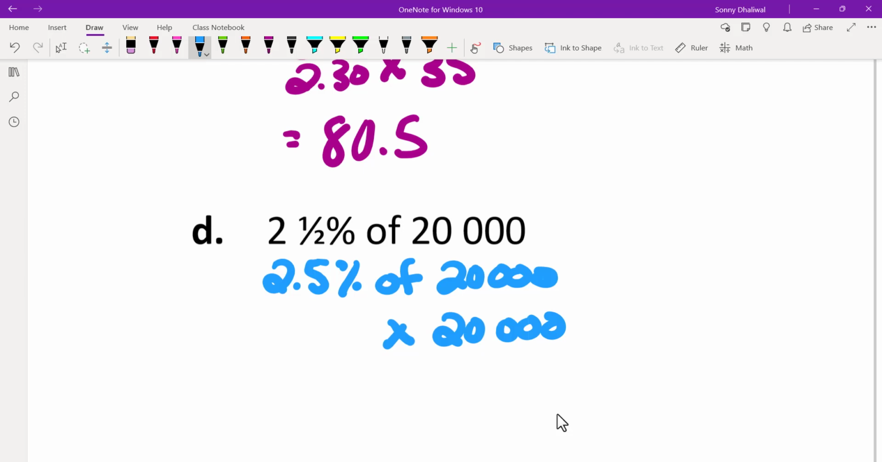Yes, Alice? It's 5,000. No. Convert it to decimal first. It isn't 5,000. So we need to get rid of this percent. So we need to move this decimal two times. 1, 2. So it's 0.025 times 20,000 equals 500. Is that okay? I'm going too fast? Just moving it two places to the left, right?